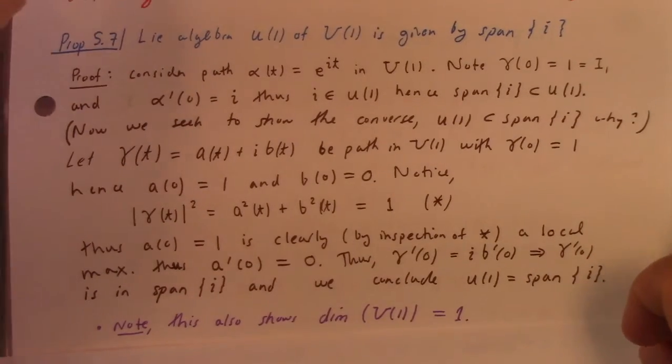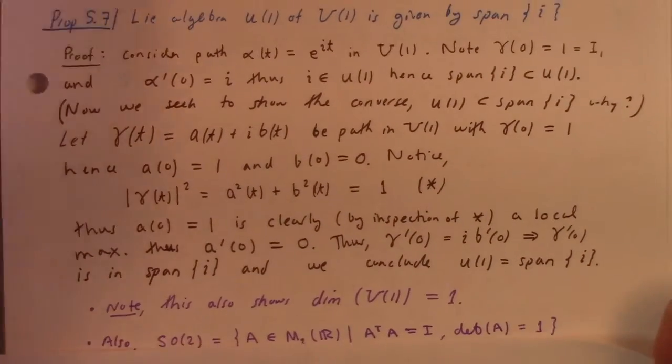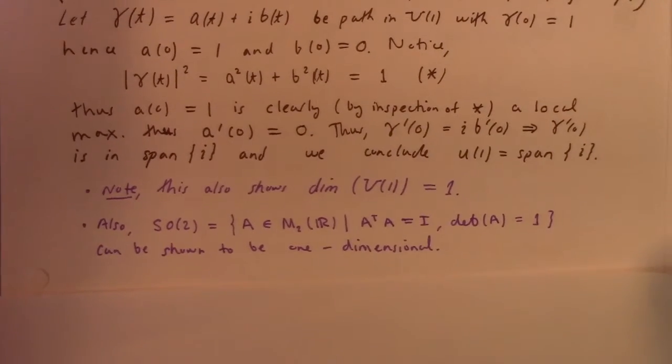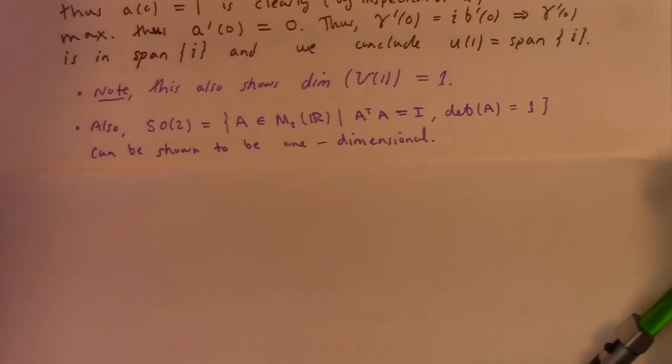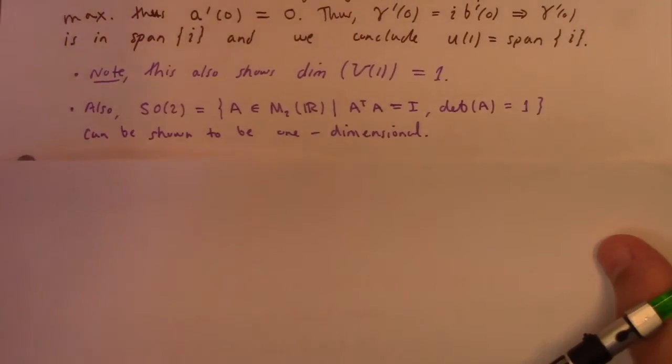All right. This shows that the dimension of U(1) is 1, which isn't terribly surprising because U(1) is, after all, like a circle. And you can also identify the circle with the rotations in the plane, which is one-dimensional. But anyway, moving along here.